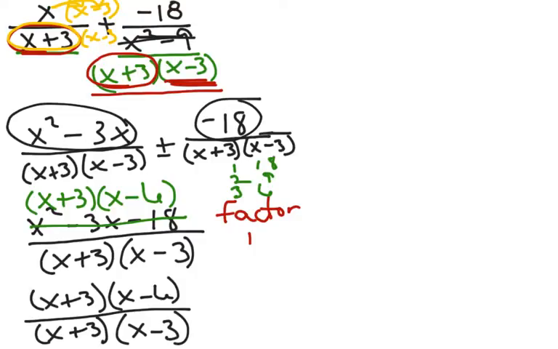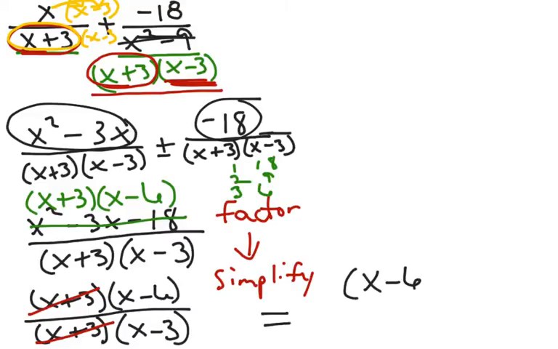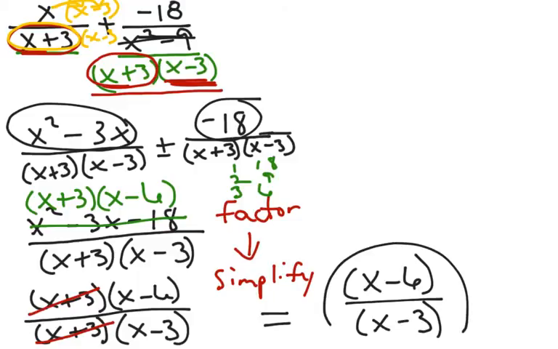The reason I factor is to see if I can simplify. Can I still simplify? Yes, I have an x plus 3 on top and an x plus 3 on bottom. So that leaves me with an x minus 6 over x minus 3. I cannot factor anything else, so this is my final answer. Pause if you need to. We're going to go on to another example.